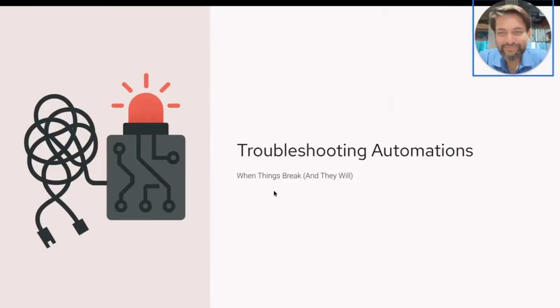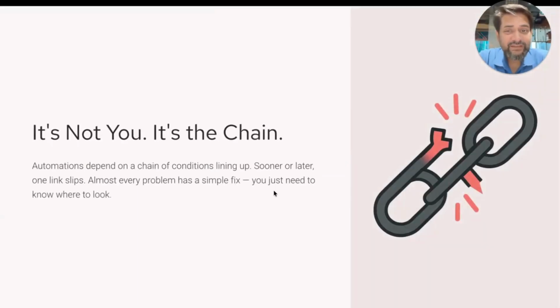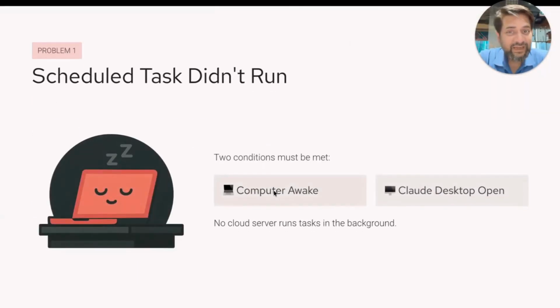Let's get into it. Problem 1. Your scheduled tasks didn't run. Now, this is the number one issue people hit, and it has the simplest explanation. Scheduled tasks only run when 2 conditions are met. Your computer is awake and Claude Desktop is open. Now, if your laptop went to sleep at 2 a.m. and your task was scheduled for 3 a.m., it simply didn't execute. There is no cloud server running it in the background.